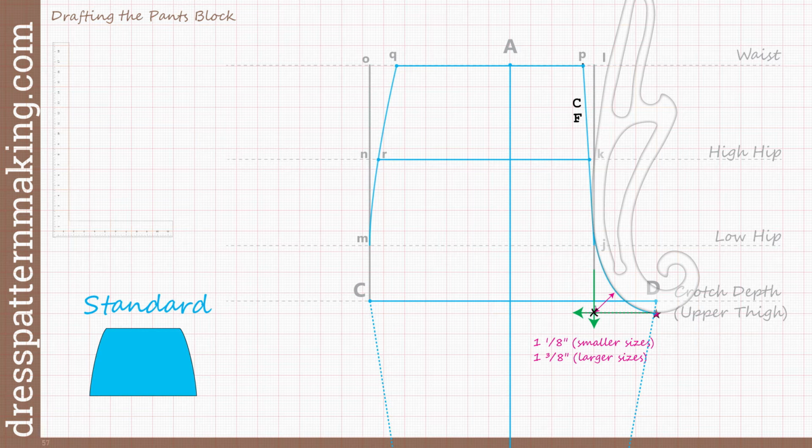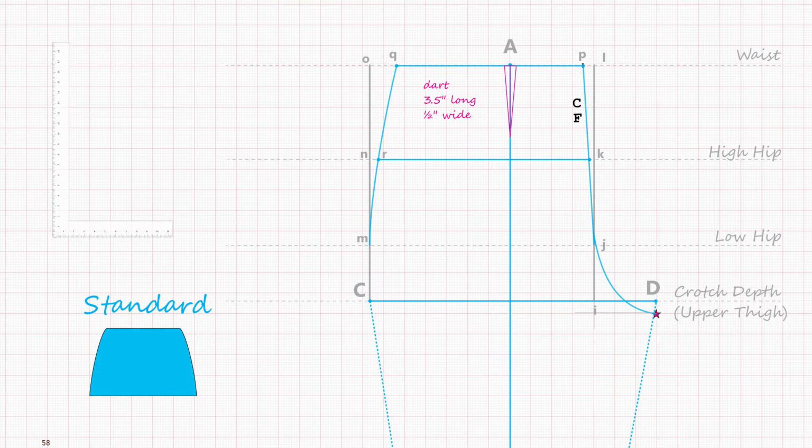Now this is just a guide. It's more important to get a smooth curve than hit an exact point. So maybe draw that curve, measure it, and see if it's within those parameters. And if it is, then yes, you're good to go. Draw the waist dart centered on point A at the waistline. Make that dart 1/2 inch wide and 3.5 inches long.